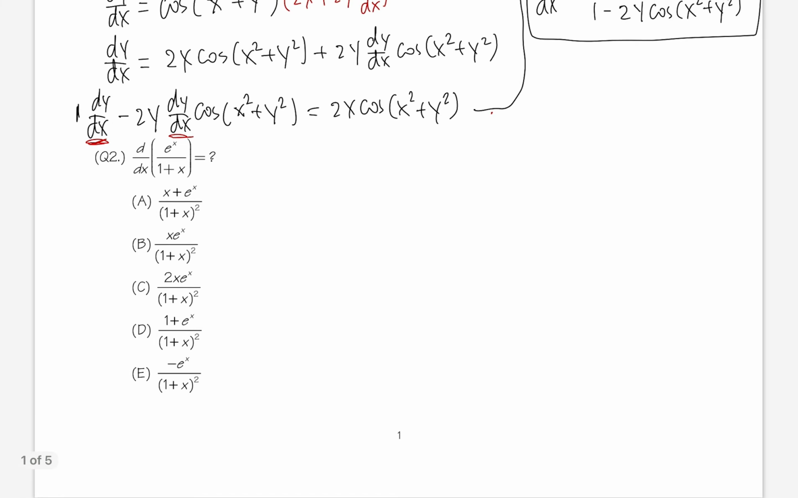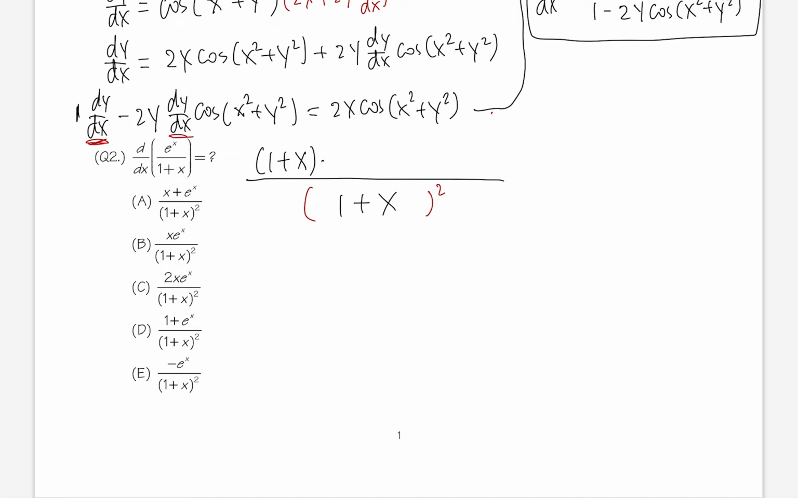Good. Now, for the second question, we have e to the x over 1 plus x. So we will have to use the quotient rule. And the quotient rule says we will have to square the bottom right away. So let's go ahead and do that. So we have 1 plus x squared on the bottom. For the top, we will have to put down the bottom function, which is 1 plus x.